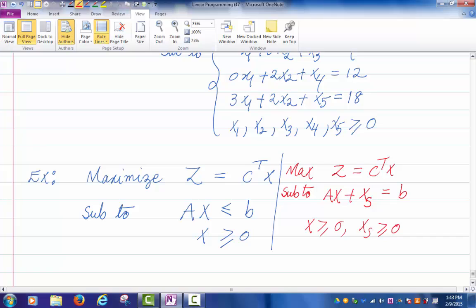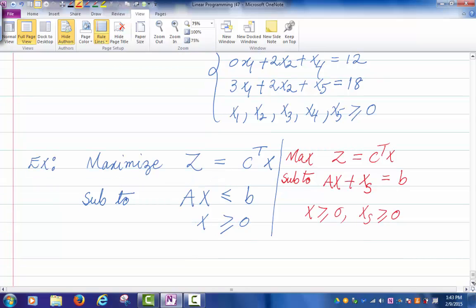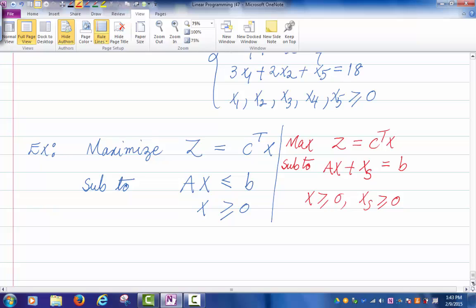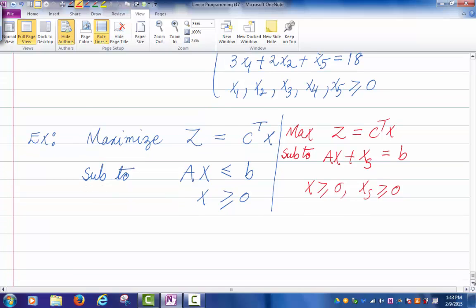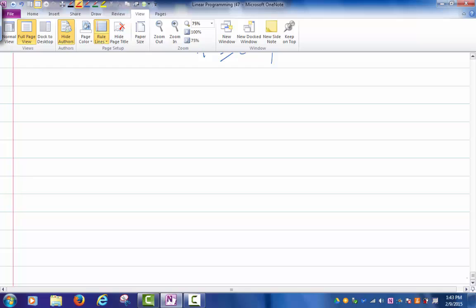Any questions on what I just said? Is everybody okay? So that's what we are doing with the slack variables: converting the inequalities into equalities by introducing these slack variables. Now I'm going to introduce to you what we call a dictionary. And what is a dictionary?